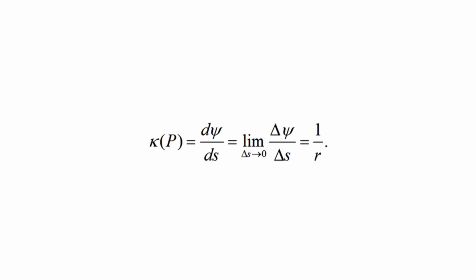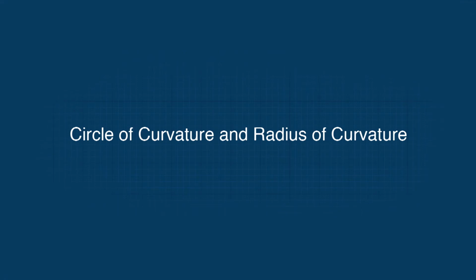Hence, this value is unaltered if we apply the limit as Δs tends to 0. This gives κ(P) = dψ/ds, which is the limit as Δs approaches 0 of the ratio Δψ/Δs, which is equal to 1/r. Hence, the curvature at any point of a circle is a constant, and the constant value is the reciprocal of the radius of the circle. We now discuss the circle of curvature and radius of curvature.